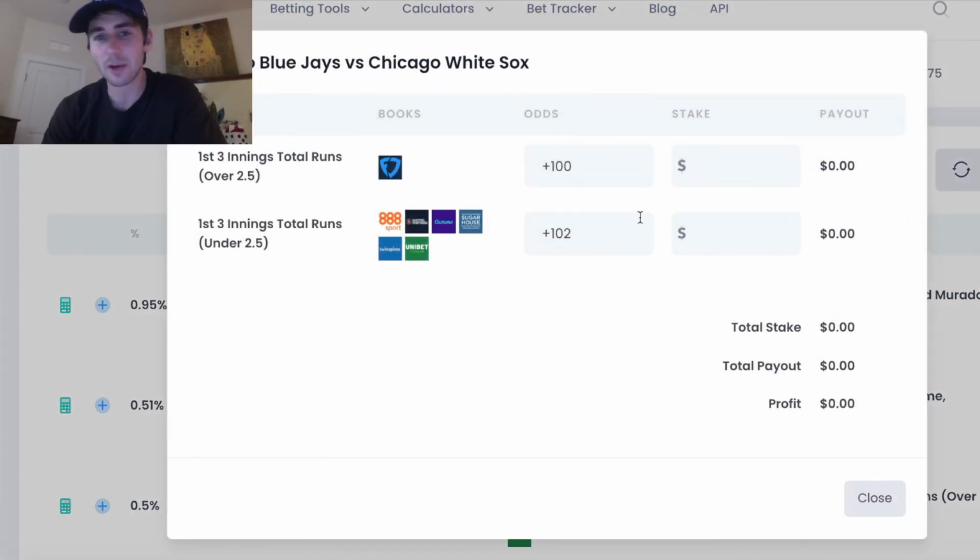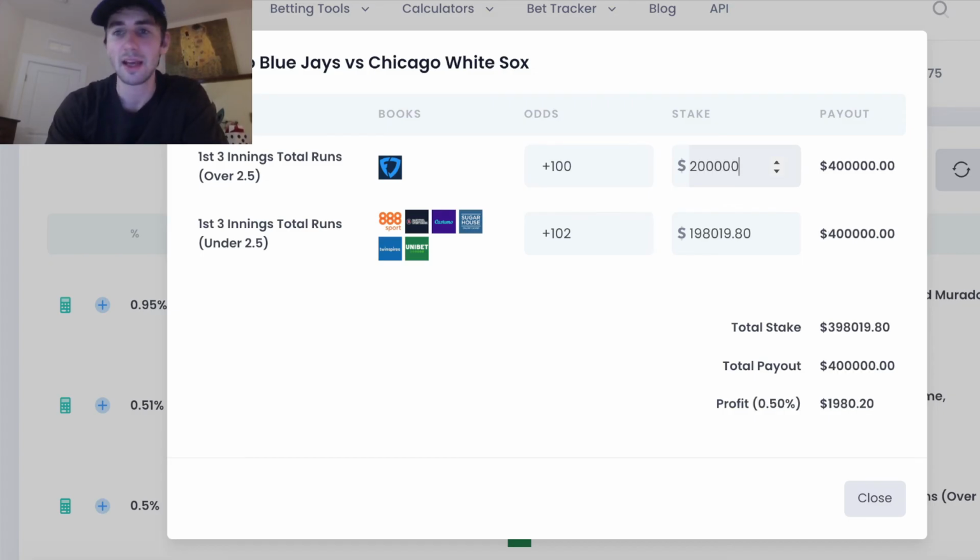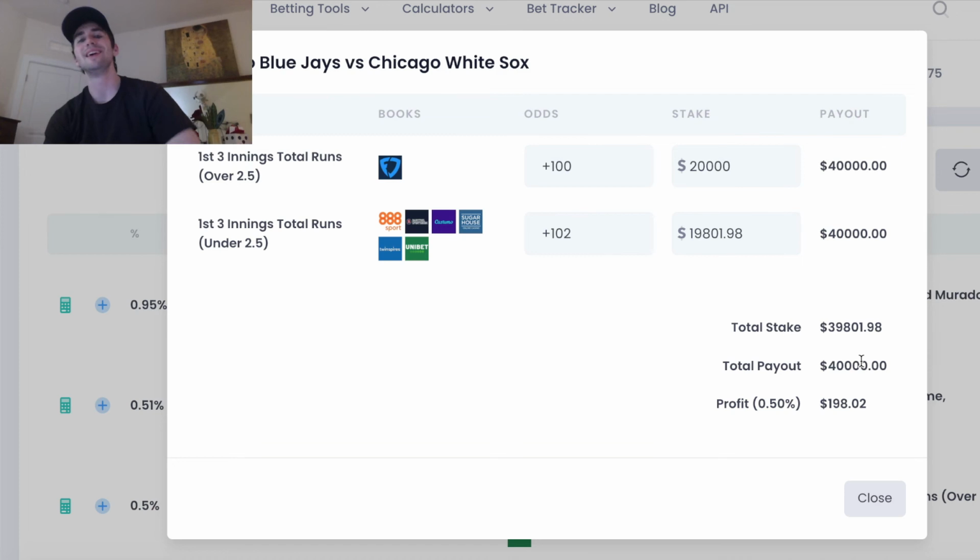I get that question sometimes: can I place $20,000 on this, if you have that capital available, and earn a risk-free $198 for betting $40K? And it's like, no, you can't. You know what I mean?